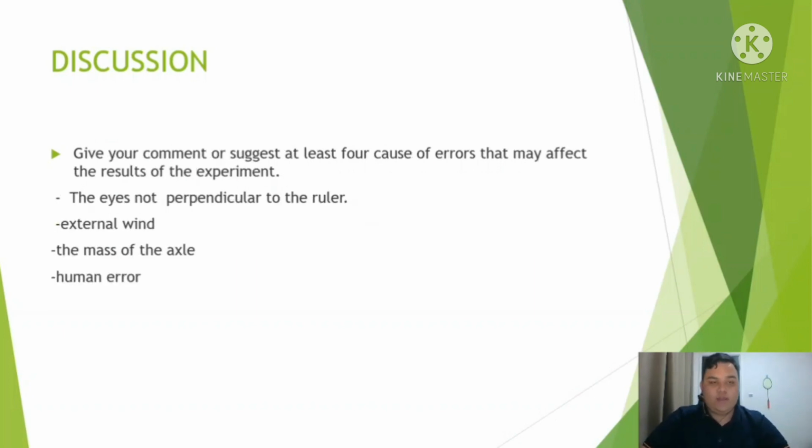Next is to give your comment or suggestion of at least 4 causes of errors that may affect the result of the experiment. For the first one, the eyes are not perpendicular to the ruler. This happens when we are reading the scale and our eye is not perpendicular to the ruler. Then external wind, the mass of the axle, and human error. So these 4 are the causes that may affect the result of this experiment.